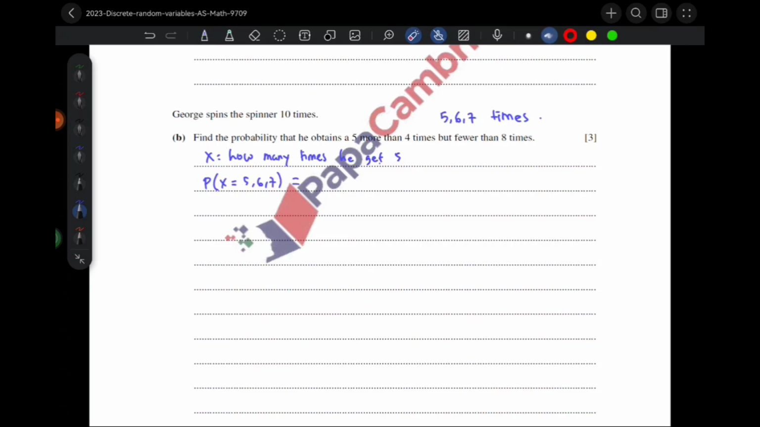But for this question, he already spins the spinner 10 times. So for those 10 times, what's the probability that he gets 5 fives? And then what's the probability of him getting 6 fives, and what's the probability X equals 7?